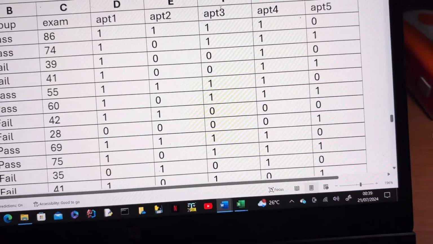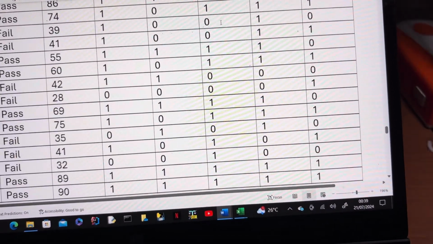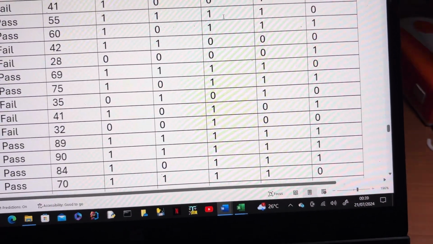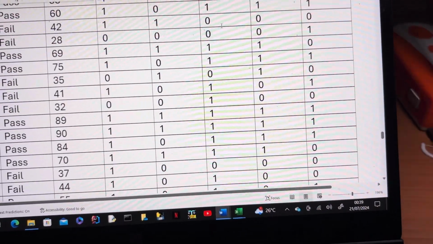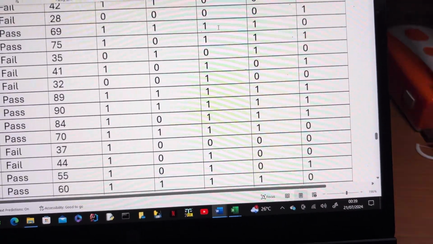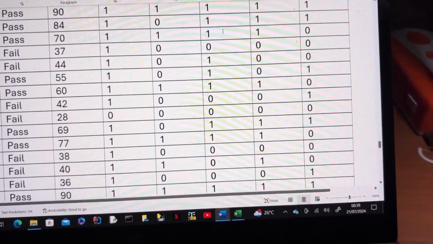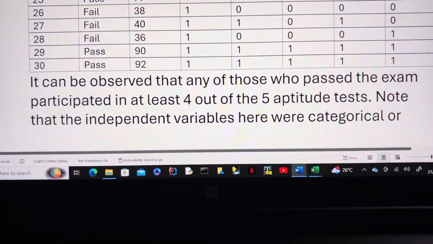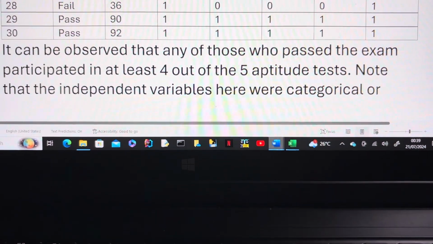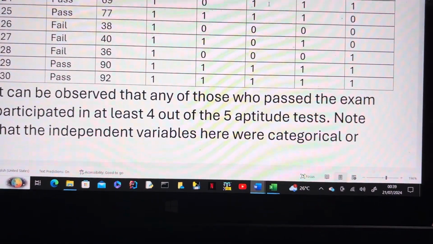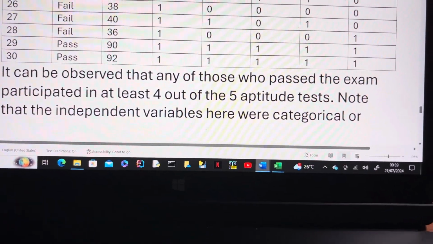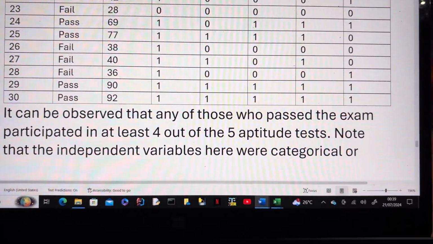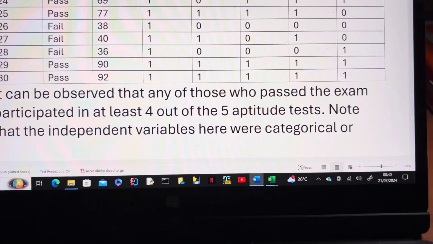Now let us see. Almost all those who had a high score participated in the aptitude test 4 times, while those who failed had more zeros than the others. Okay, that is just about that. Now, it can be observed that any of those who passed the exam participated in at least 4 out of the 5 aptitude tests. Note that the independent variables here were categorical.